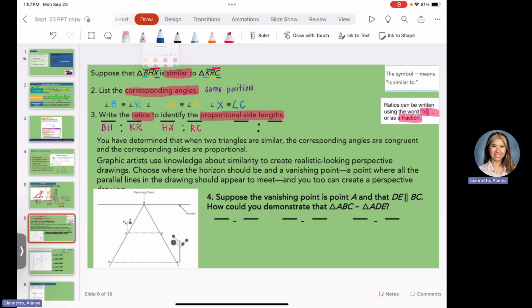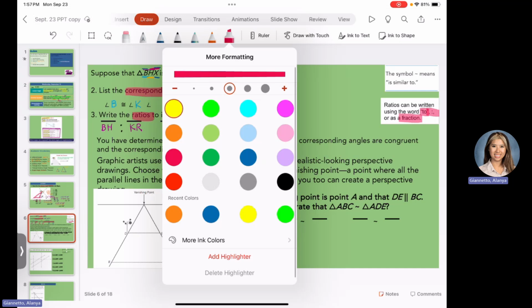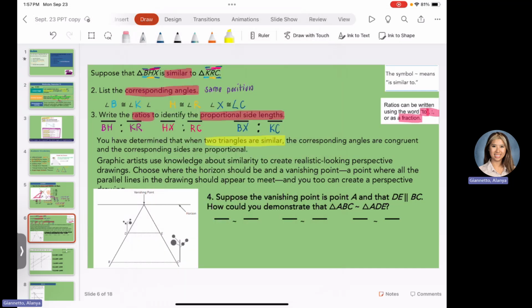second triangle. Then I'm going to do the first and the last letter. So we have BX is corresponding to KD. Okay, so then we have this last part, which says you have determined that when two triangles are similar, the corresponding angles are congruent and the corresponding sides are proportional. Okay, so from here, two triangles are similar, corresponding angles are congruent, corresponding sides are proportional. If you guys remember the vocabulary word that we went over at the beginning, that is called the Angle-Angle Similarity Theorem.